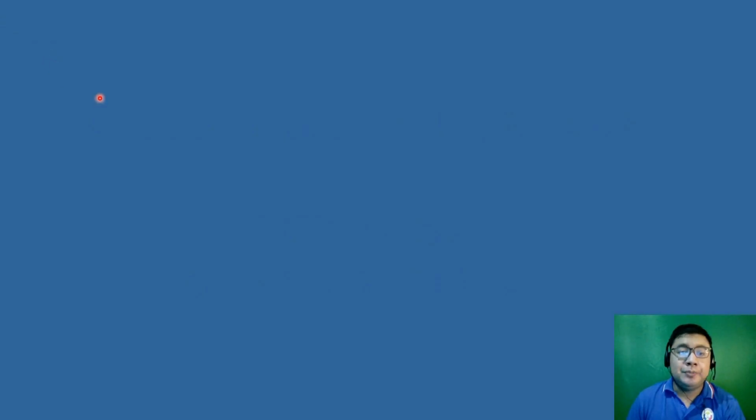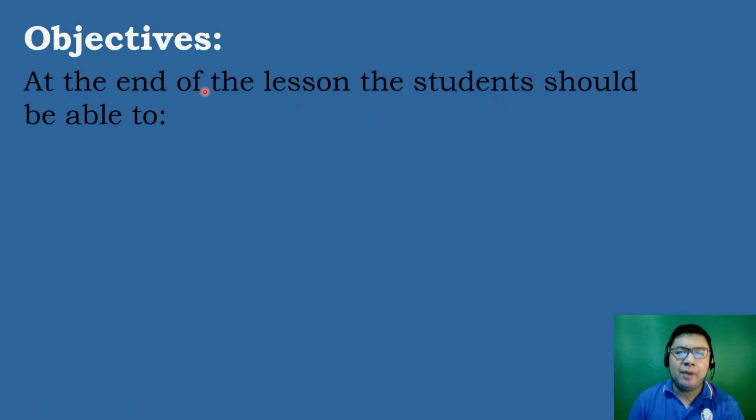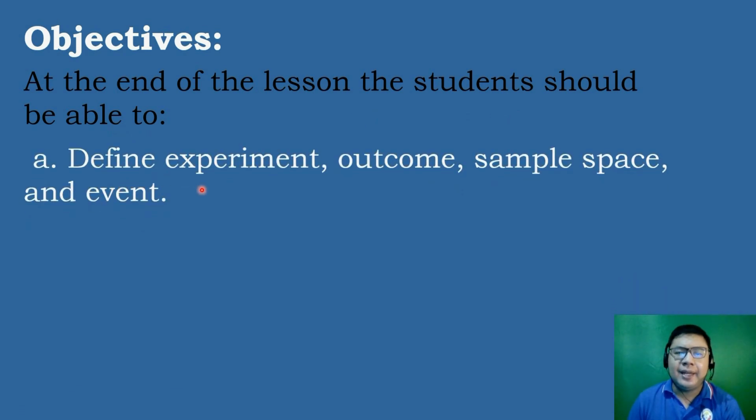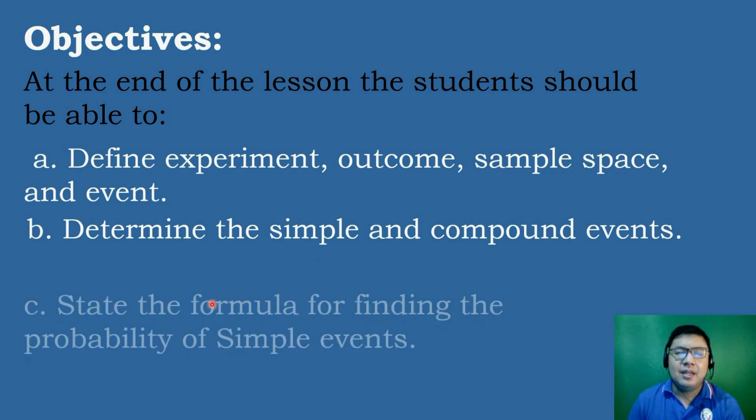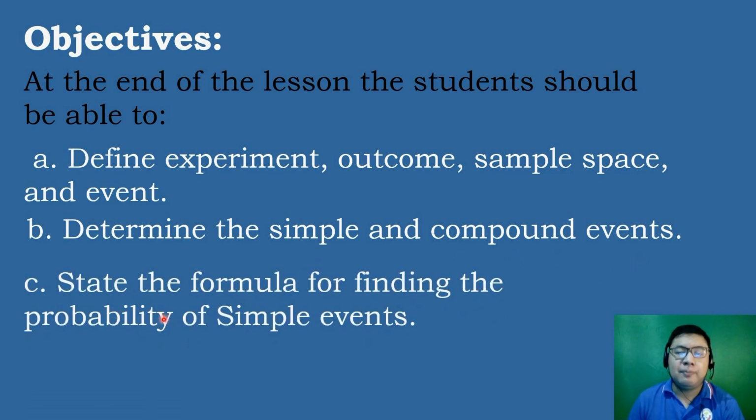These are the objectives we need to attain in today's topic. At the end of the lesson, the students should be able to: letter A, define experiment, outcome, sample space, and event; letter B, determine the simple and compound events; and letter C, state the formula for finding the probability of simple events.